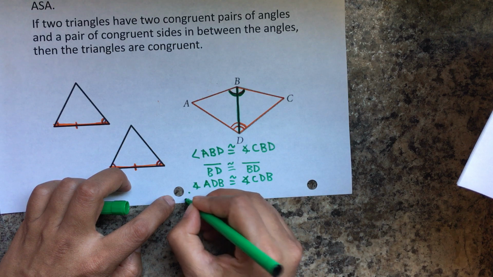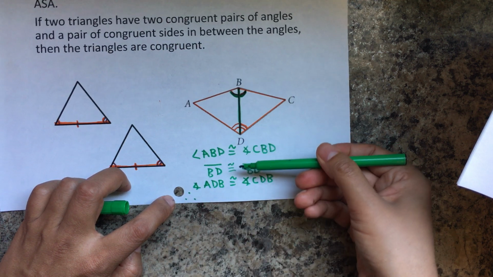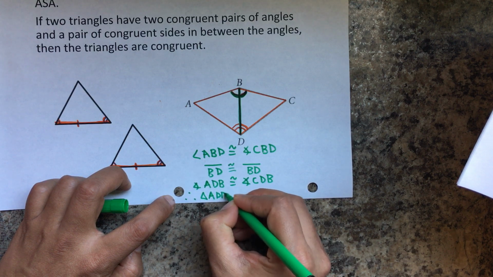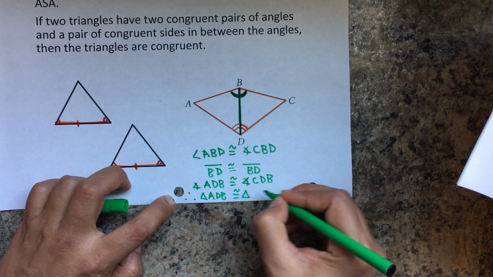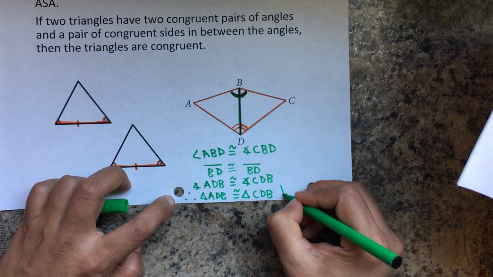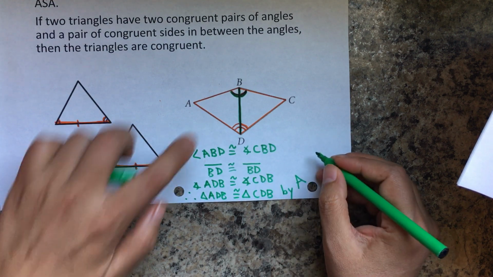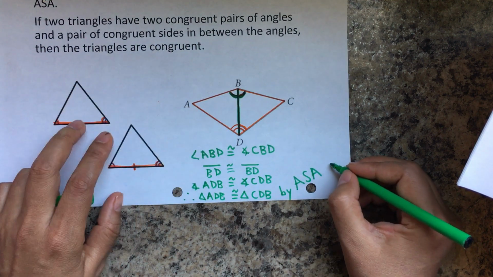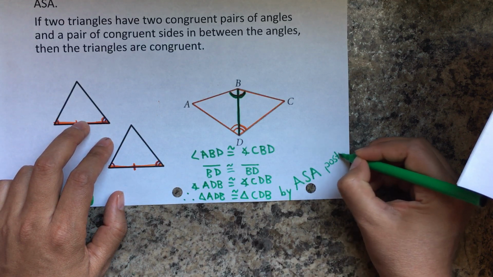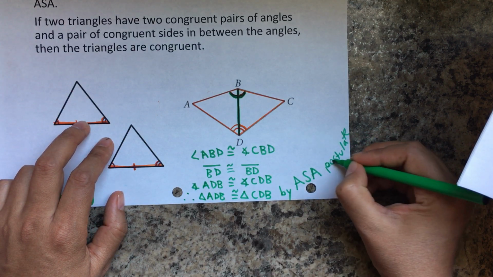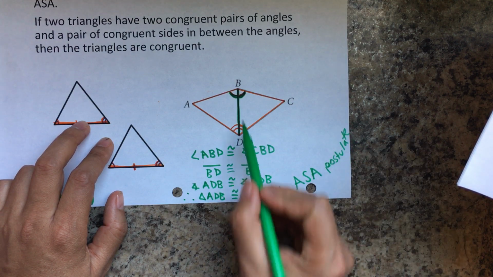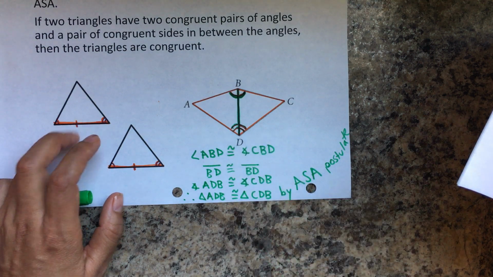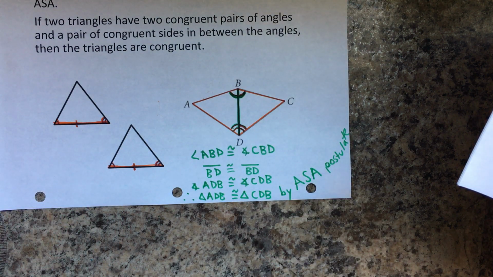Okay, therefore, since I have one angle, one side, and one angle, we can say that triangle ADB is congruent to triangle CDB by the angle, side, angle postulate. And remember, the side has to be touching both of the congruent angles. Okay, that's very, very important.